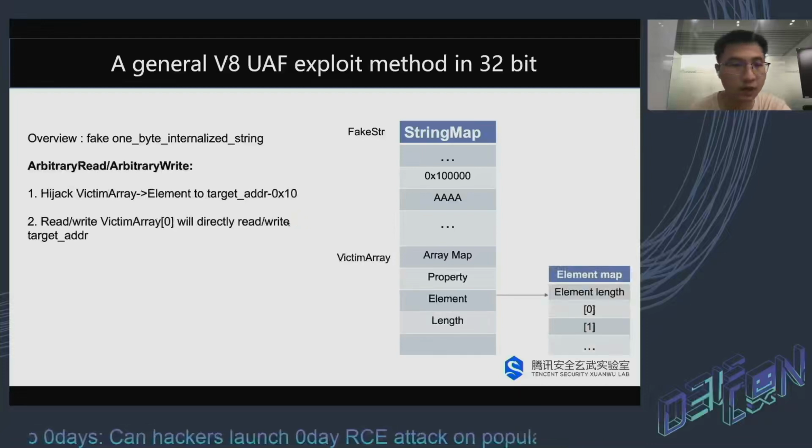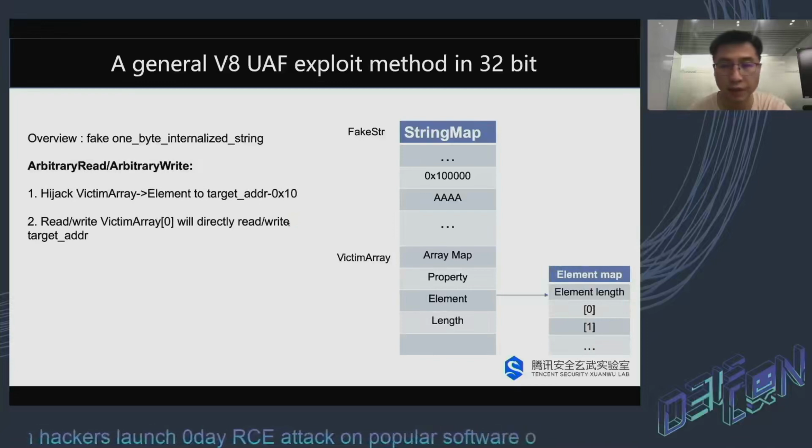Using the same technique, we can place a JS array after the forged string. By using the string's out-of-bounds write, we can modify the elements member of the JS array to point to an arbitrary address and achieve arbitrary memory read and write.